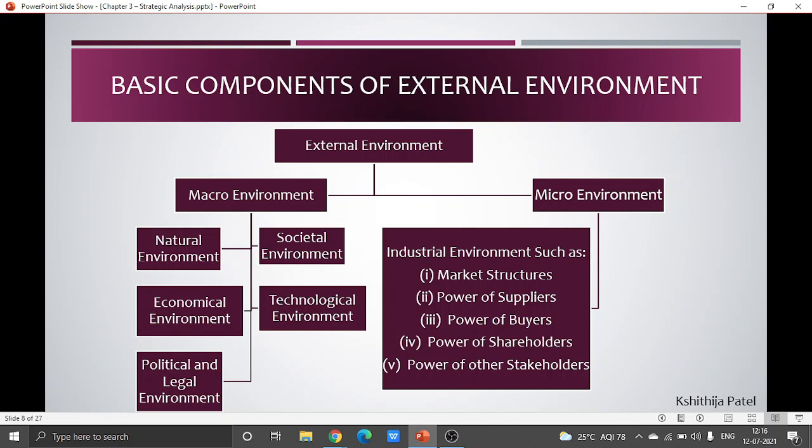So along with that, we have the fourth one, that is the technological environment. In today's world, technological development is taking place at a much faster rate than we can analyze or understand. Technology that was considered best at one time may become useless within a very short time period nowadays.